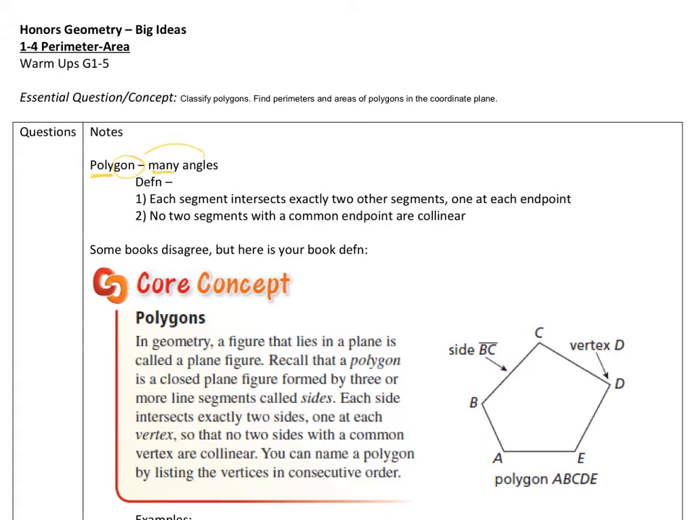So the definition here, for technical purposes, says each segment intersects exactly two other segments, one at each endpoint, and no two segments with a common endpoint are collinear.